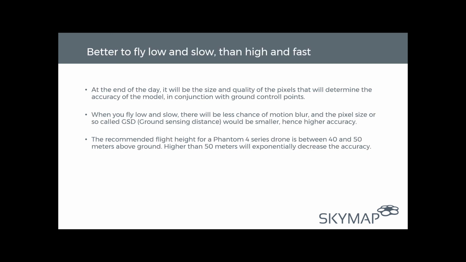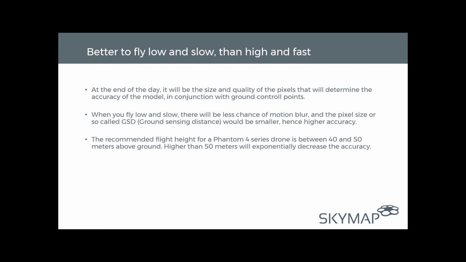It is always better to fly low and slow rather than high and fast. At the end of the day, it'll be the size and the quality of the pixels that will determine the accuracy of the model, in conjunction with ground control points, of course. When you fly low and slow, there will be less chance of motion blur. And the pixel size, or so-called GSD, ground sample distance, would be smaller, hence higher accuracy on your model.